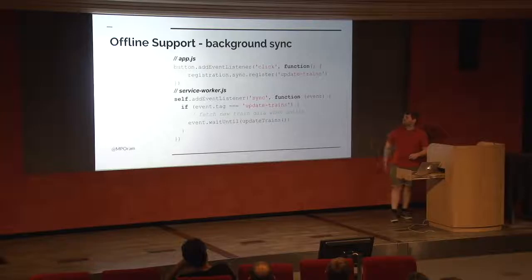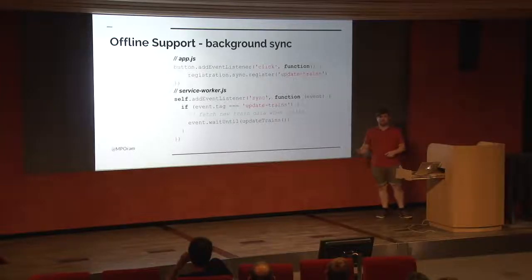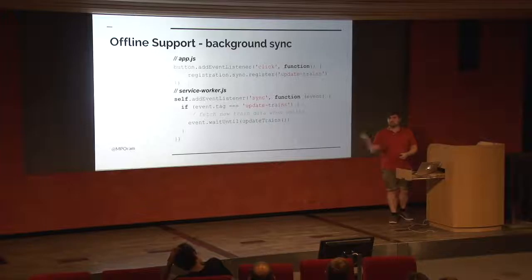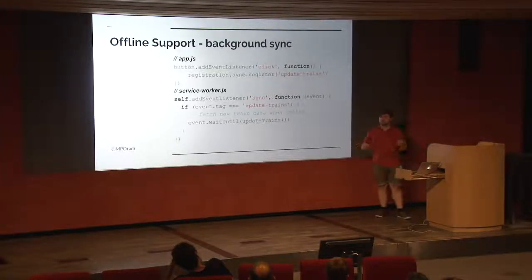It will try and execute update trains. Update train says, well, you're not online, so I'm just going to wait until you come back online, and then I'm going to make the request. So if you're saving profile data, for example, now they can click save. The service worker will register, right, I need to do this when they come online, and then they can continue to use the app. As far as they're concerned, it's saved.